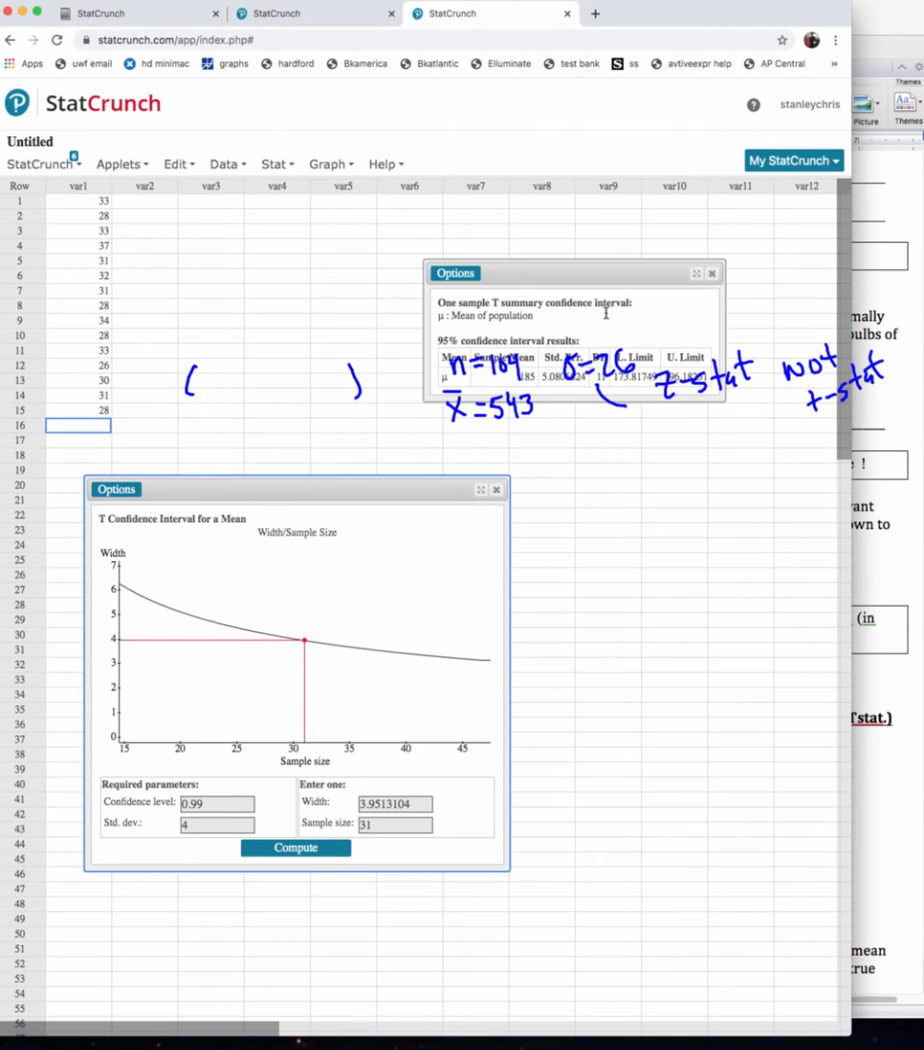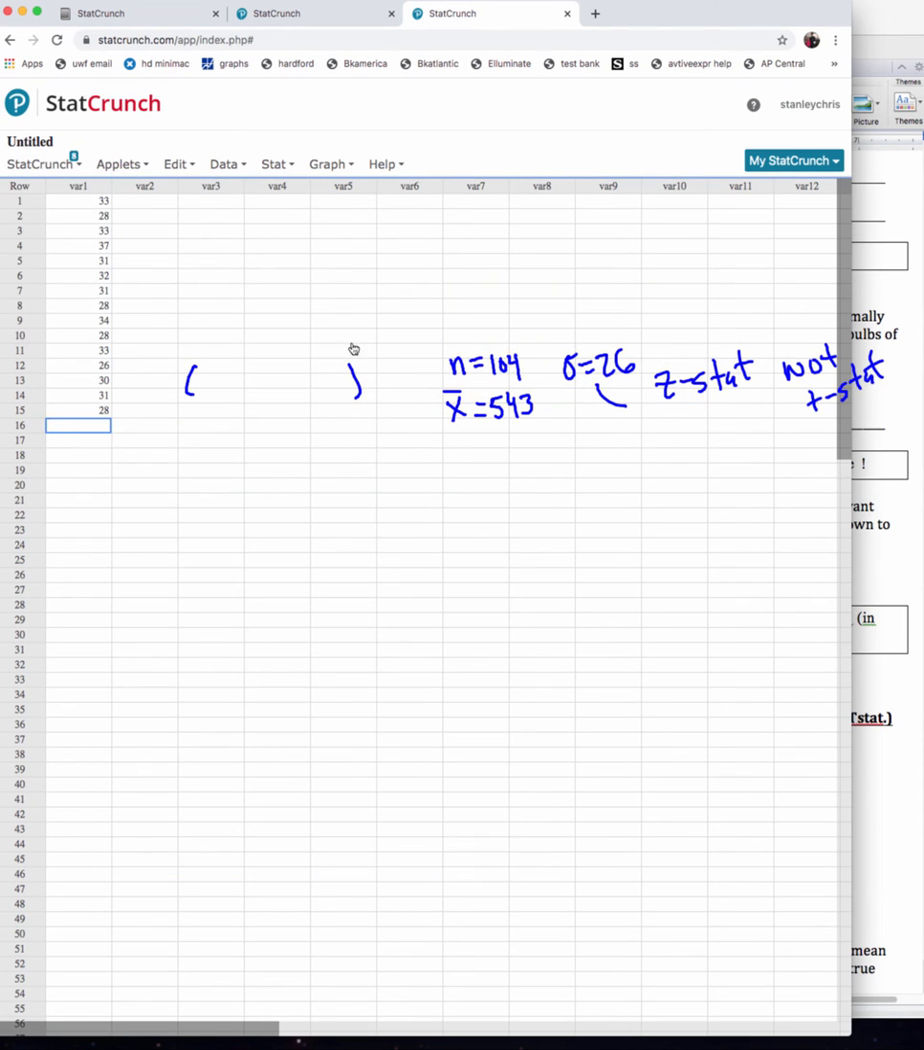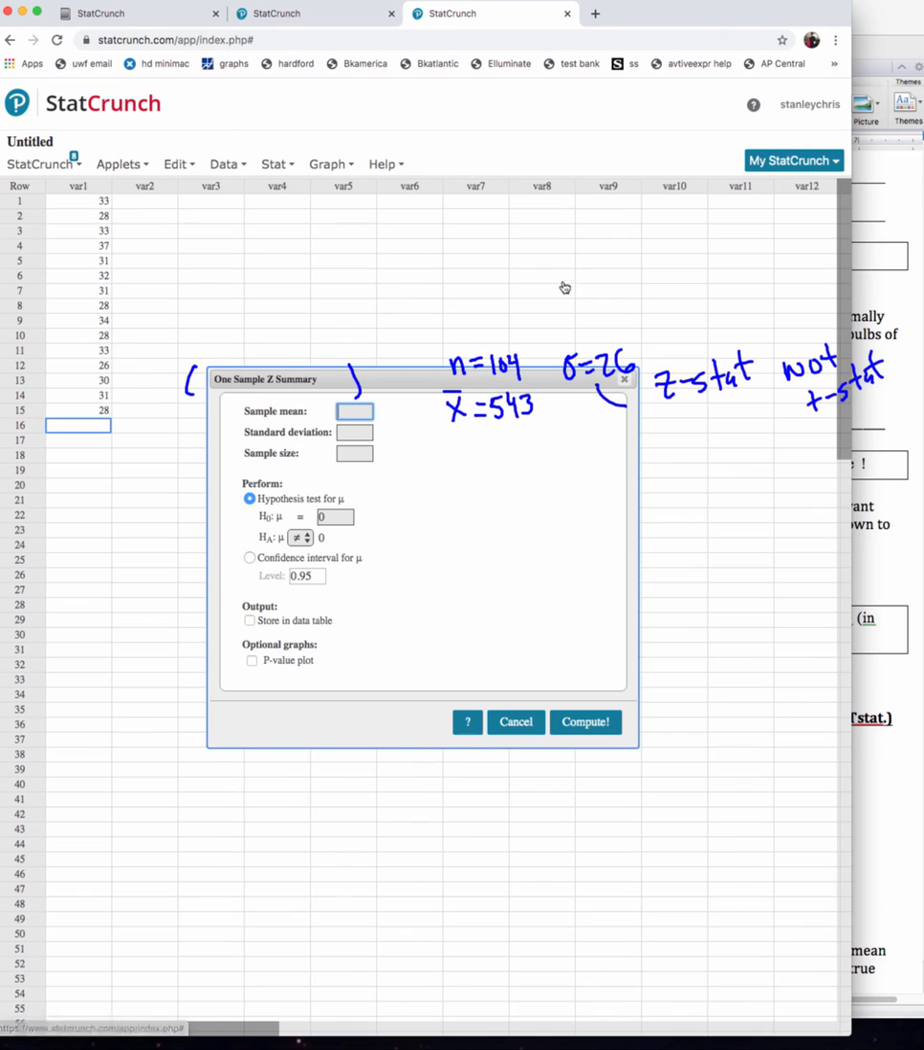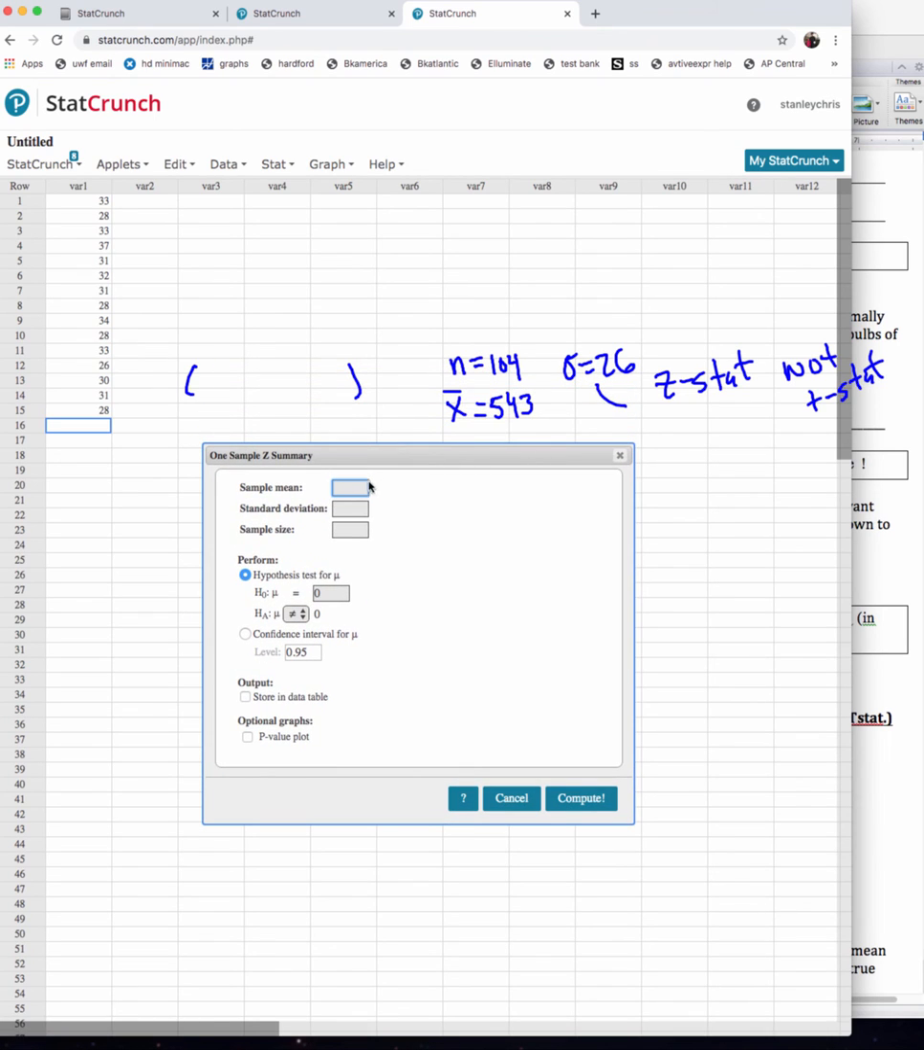Okay, so I'm going up here. Let me get rid of this stuff. I'm going to keep this stuff because I need to be able to see it when I'm putting the stuff in, so I'm not running back and forth. So we want to do stat, Z-stat, because sigma was known. One sample. We don't have the data. We have a summary of the data. Sample mean, that's 543. That's the average of the ones we tested. The standard deviation, which was given at 26, and our sample size was 104.